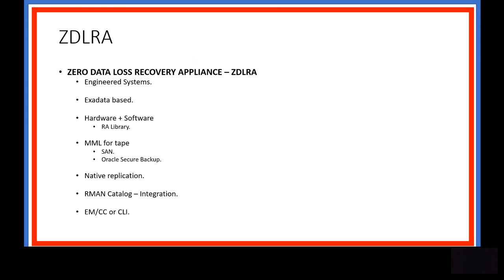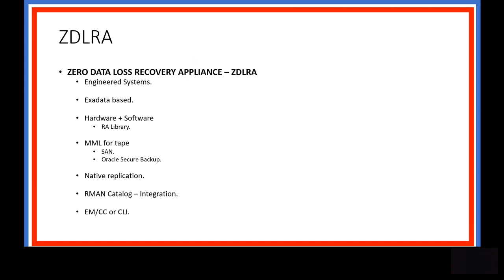So you have redundancy, you have InfiniBand, you have switches, you have storage, you have everything that Exadata has, the features of Exadata. So it's an engineered system based on Exadata. But since it's an engineered system, it's hardware plus software. So you have a piece of software called Recovery Appliance Library, or Recovery Appliance Zero Data Loss.